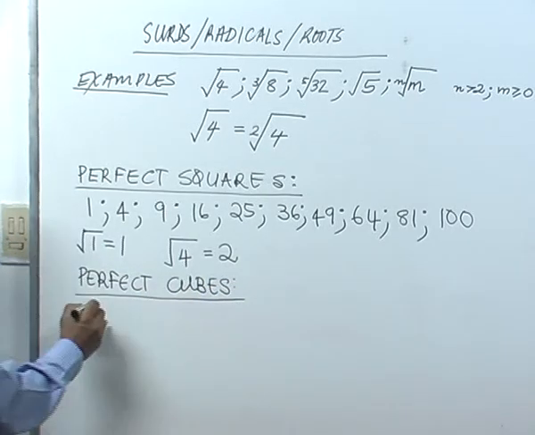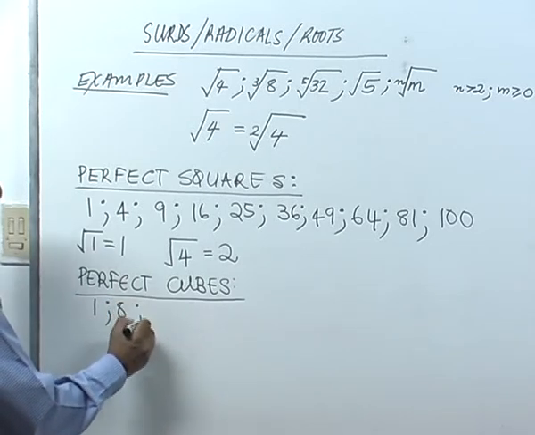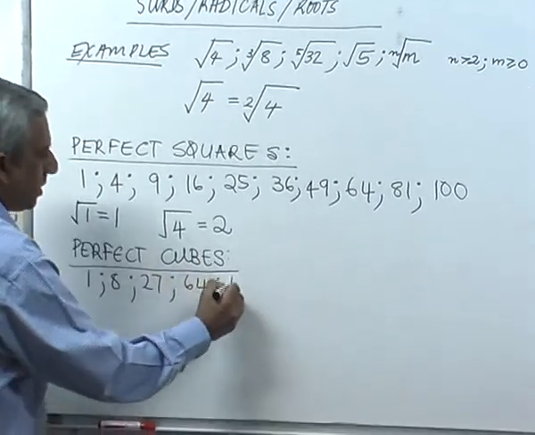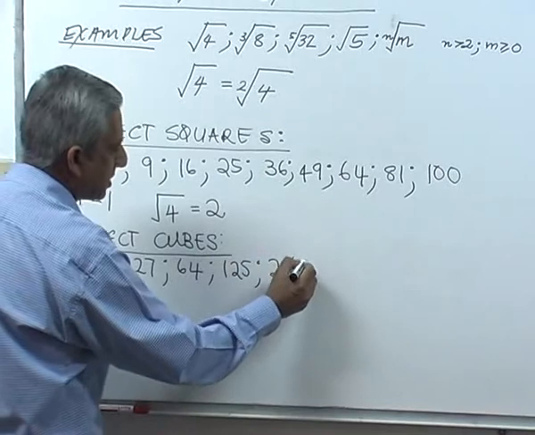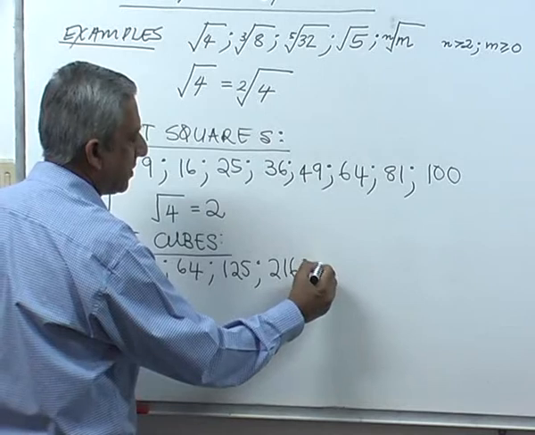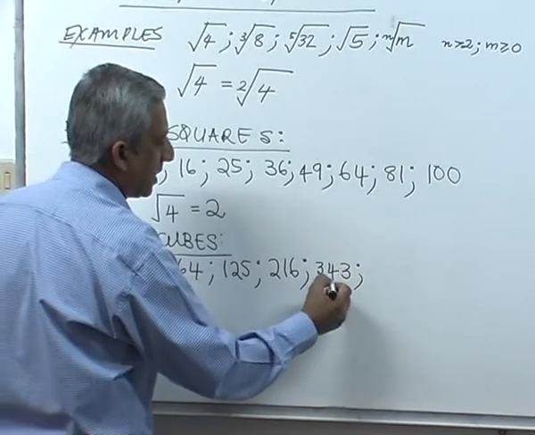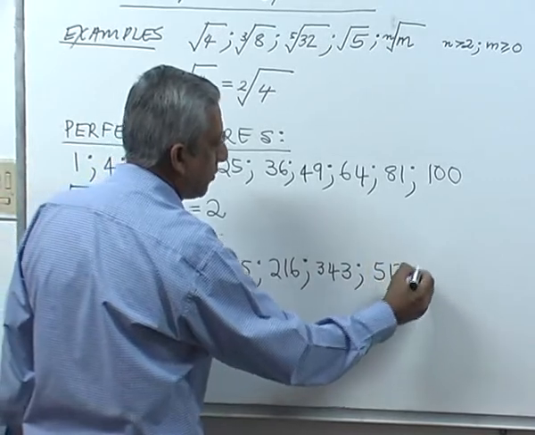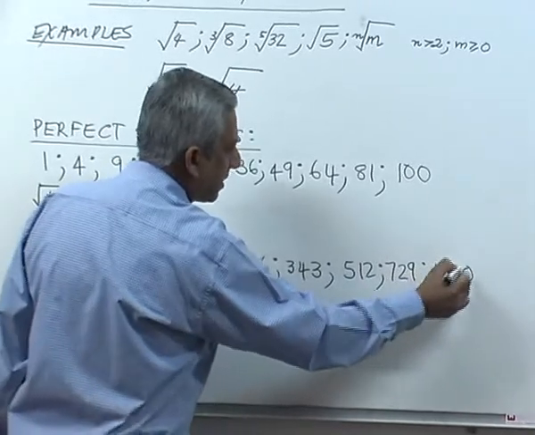Here too, I will give you the first 10. 1, 8, 27, 64, 125, that will be for 5. For 6, it will be 216. For 7, it will be 343. For 8, it will be 512. For 9, it will be 729. And for 10, it will be 1000.